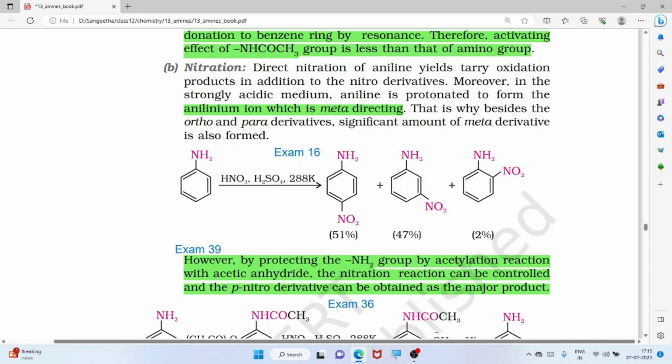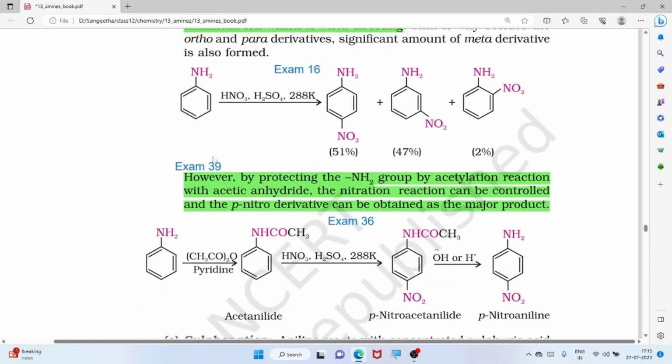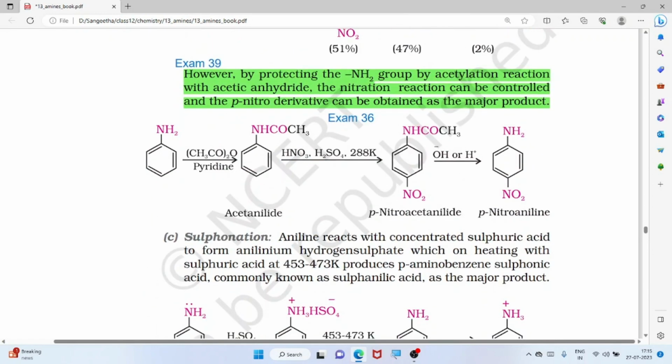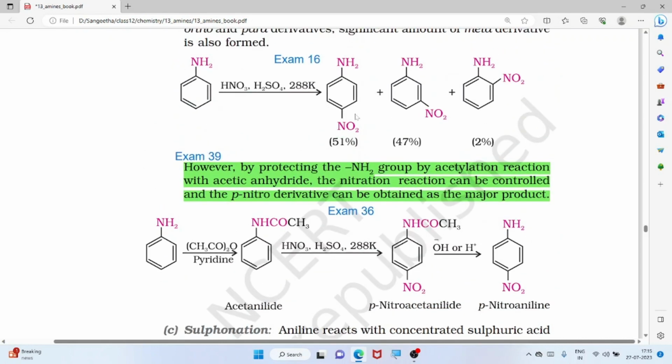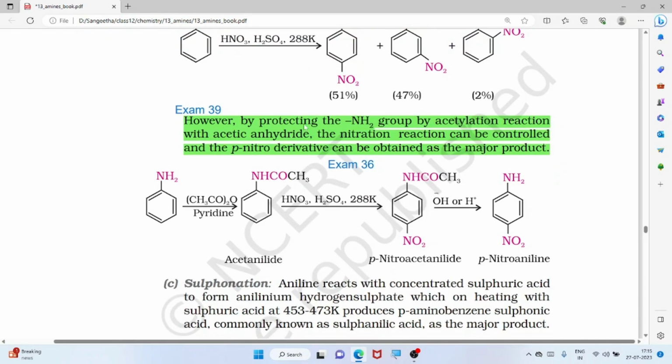Nitration: the anilinium ion is meta directing. Here it is meta directing, so nitration occurs at the meta position. However, by protecting the NH2 group by acetylation with acetic anhydride, the nitration reaction can be controlled and the para derivative can be obtained as the major product. So here we obtained ortho, para and meta products. If you want mostly the para product, then the reaction can be controlled with acetylation.